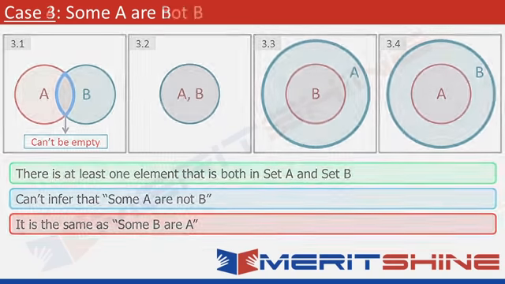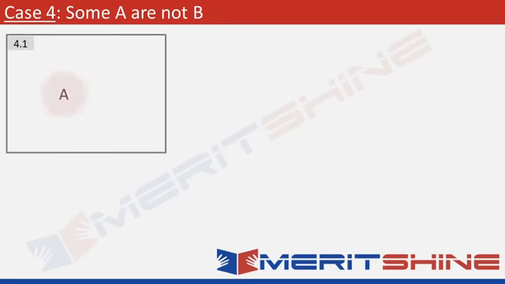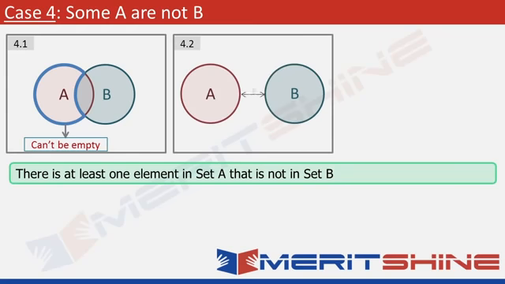Now let's go to a final premise. Some A are not B. Let's say this is A, then this becomes B. But the condition here is that there is at least one extra element in set A that is not in set B. So this part here becomes important. This cannot be empty. Look at this now. Now this is another possibility that A and B are disjoint sets. So in this figure, some A are actually not B. So this is also a valid case.